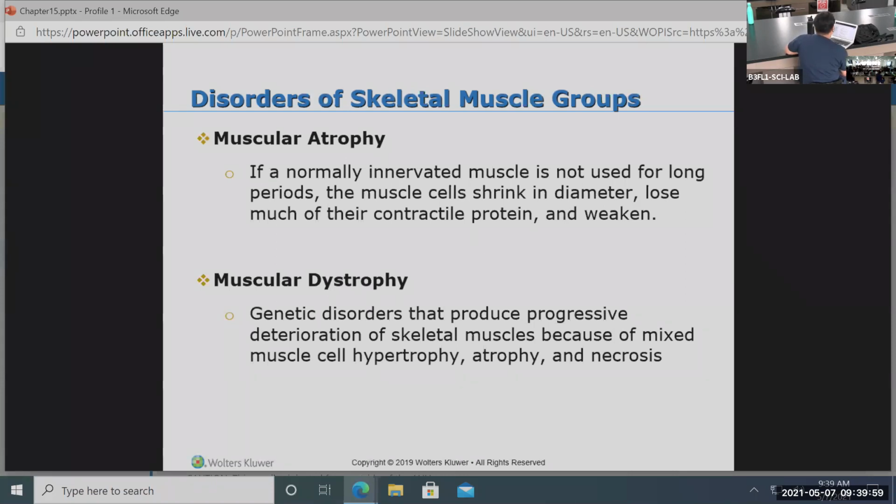Now, dystrophy is not that, it is genetic. Please highlight, it is a genetic disorder that produces progressive deterioration of the skeletal muscles. Highlight all the conditions. They produce muscular hypertrophy, muscular atrophy, and muscle necrosis.